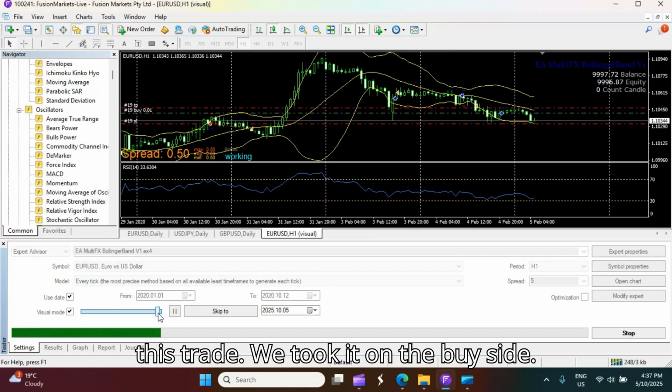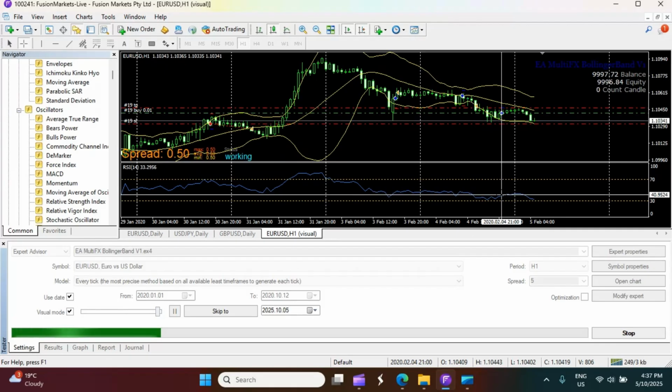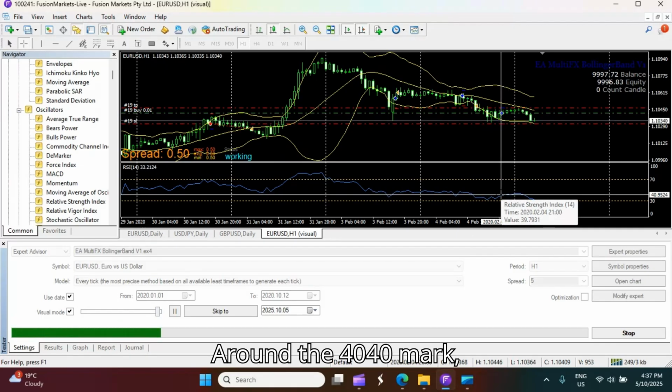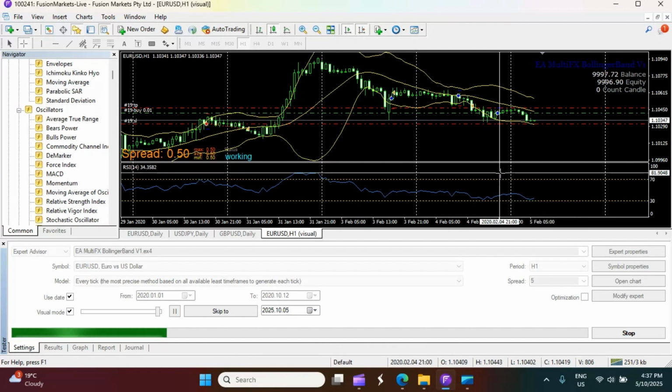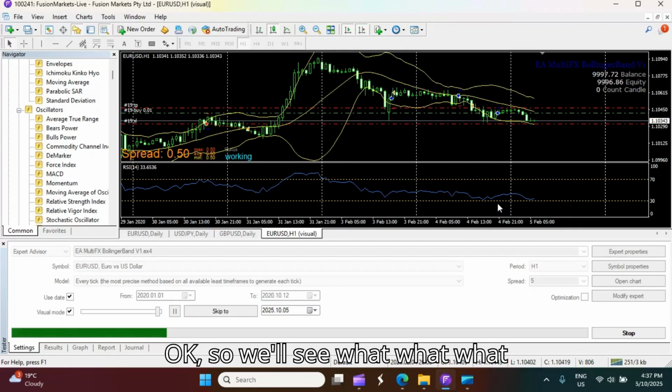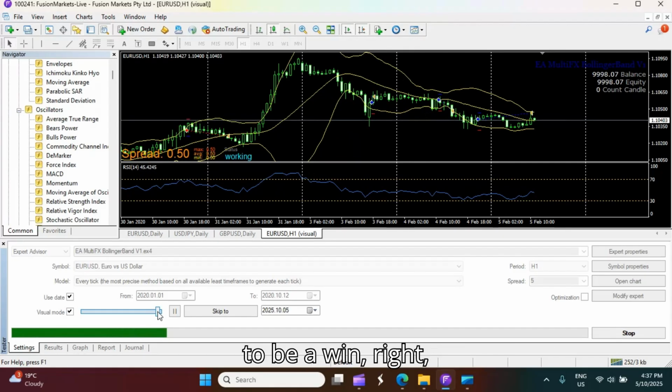This trade, we took it on the buy side. The RSI is currently sitting around the 40 mark, 40 in value. So we'll see what happens next as we continue moving forward. That actually turned out to be a win, right?